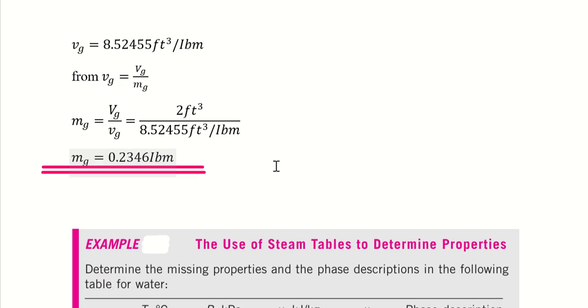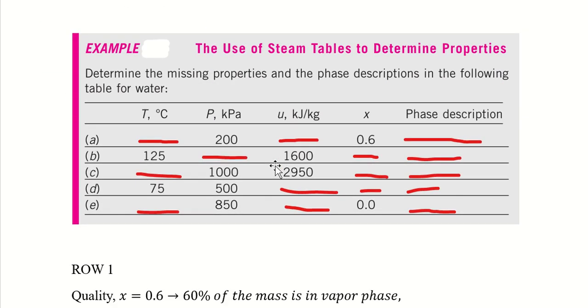So I'll go for the next example, and this one is a fill-in-the-table problem, but it isn't as easy as it sounds. Once you hear fill in, you'll be like, okay, a simple one is coming, but it's not actually simple like it looks. So they're telling us to use steam tables to determine properties. Determine the missing properties in the first description in the following table for water.